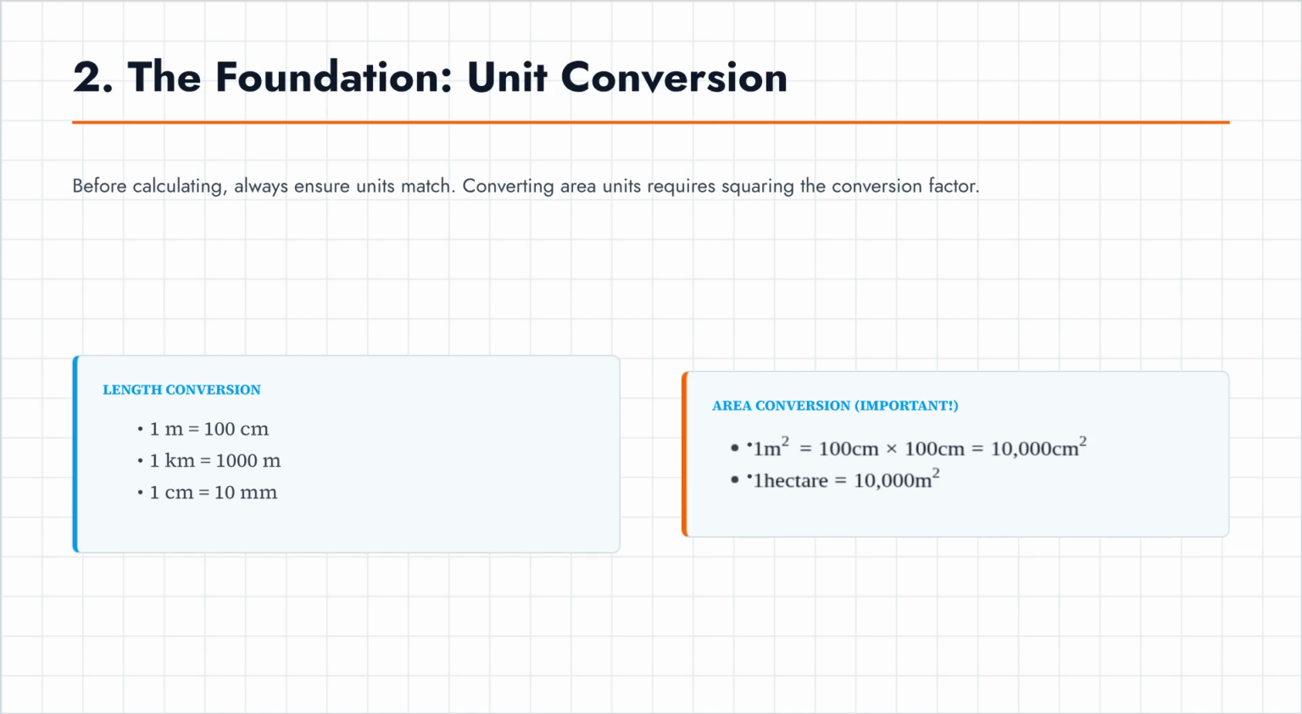Always ensure units match before calculating. Remember, converting area units requires squaring the conversion factor. For example, 1 square meter equals 10,000 square centimeters.